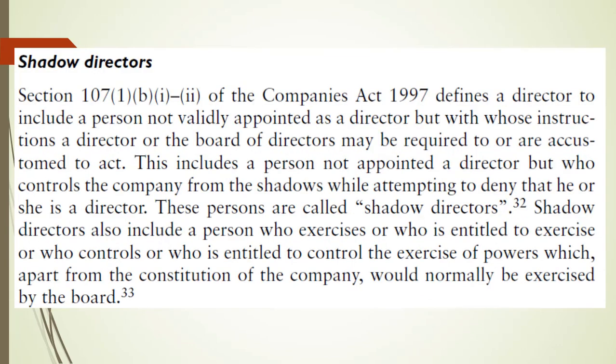The definition of shadow director says here, it defines a director to include a person not validly appointed as a director, but in accordance with whose instructions a director or board of directors may be required or is accustomed to act. So they are not appointed, but they have influence on how the board works. So that is the definition of the shadow director.